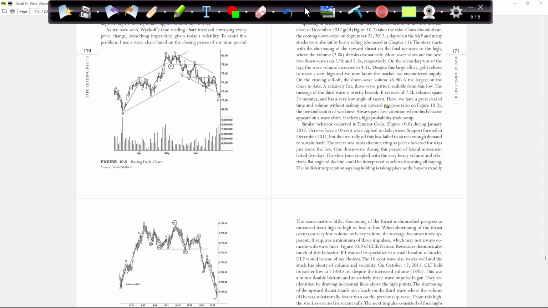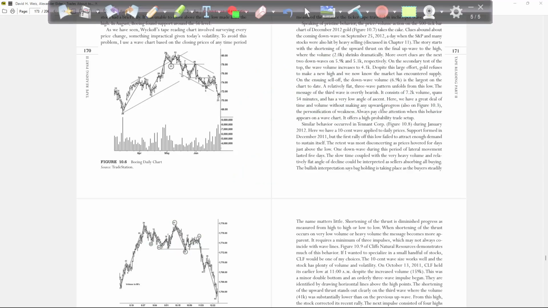So let's just mark it up. I think we've got to look at around six waves total, up waves plus down waves.